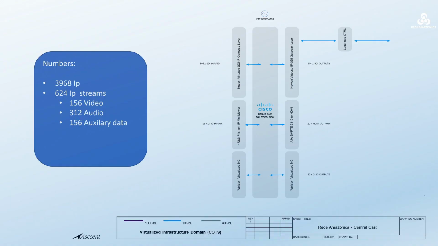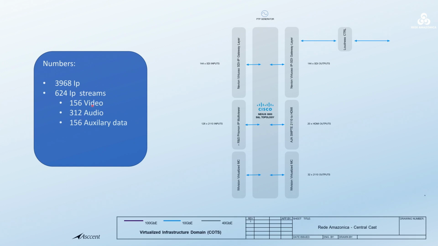Our system is like this. We have a Cisco switches environment here, running 144 SDI inputs in the Virtuoso gateways. And we have loudness control here by Telos, using IP to deliver audio in 2110, treat the audio and come back to the signal. And we have a Prism from Hall Charts that can do multiviewers.